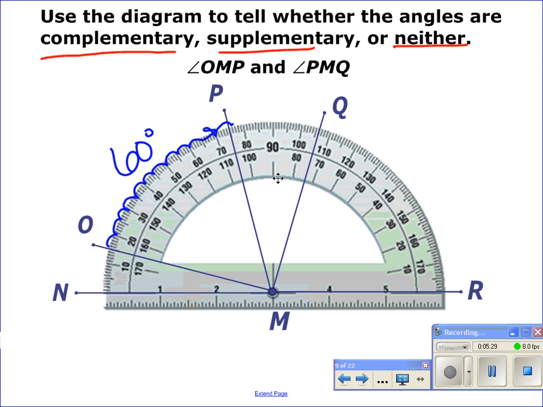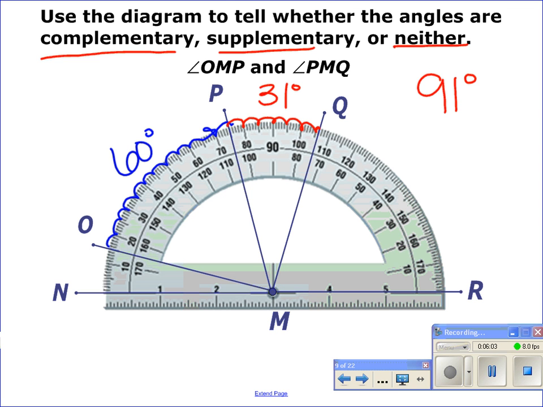Now we're going to measure angle PMQ. I'm going to do that in red. Again, from here to here is 5, 10, 15, 20, 25, 30, but it's not exactly on that line. It's 1 degree over, so that is 31 degrees. When you add those together, 60 plus 31 is, right, 91 degrees.